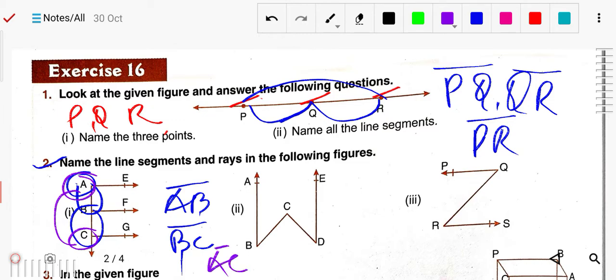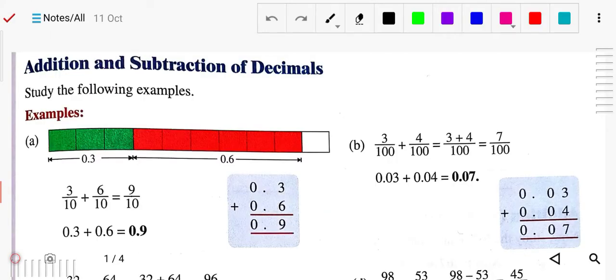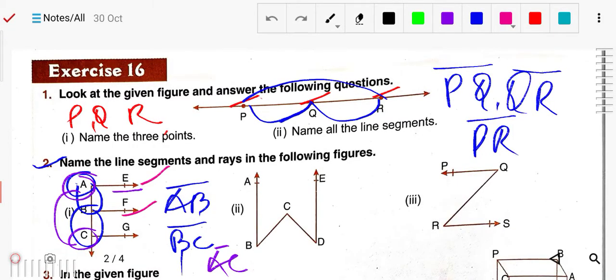Now next, you have to write the rays, like AE, this part AE, BF, and CG. These are the rays. Got it? Understood? So you have to write the rays and the line segments. Okay, so likewise you can do this.